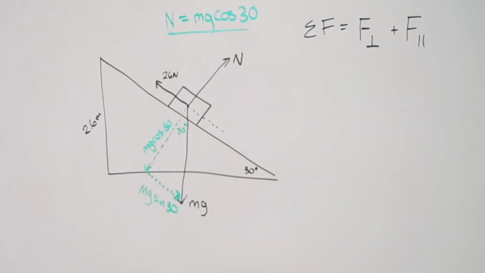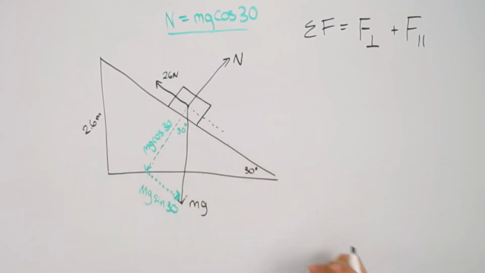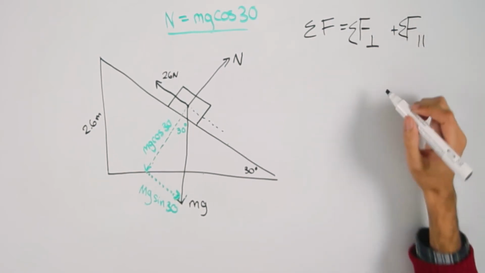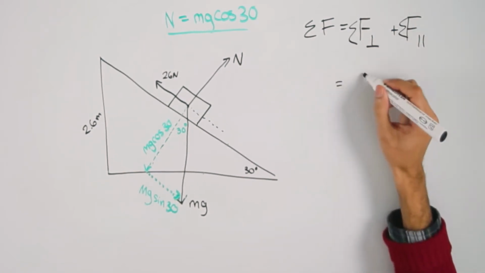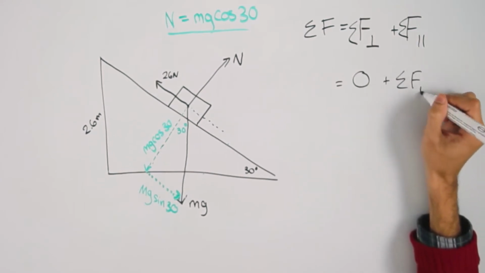So the question that we have is how to work out the velocity, and we're actually going to need the acceleration. And to work out the acceleration, we're going to need the net force parallel to the plane, because the net force perpendicular to the plane is actually 0. So this is actually equal to 0 plus the sum of the forces parallel to the plane.